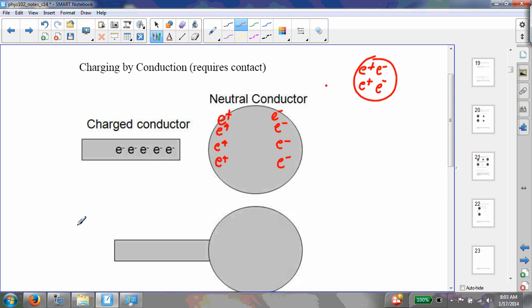Now, if I touch the charged conductor to the neutral conductor, then these electrons are going to go onto the conducting sphere.